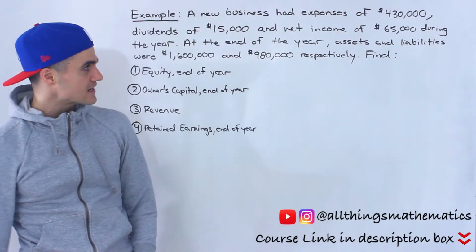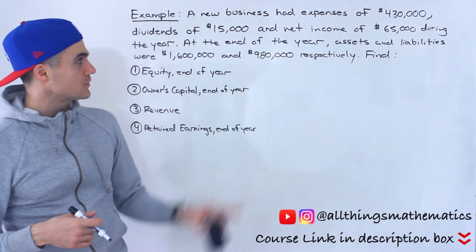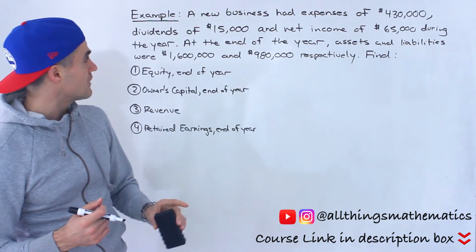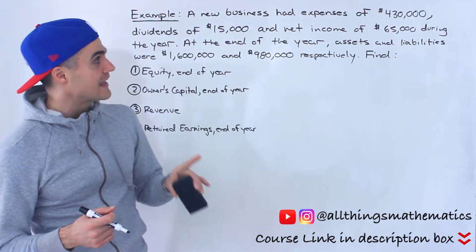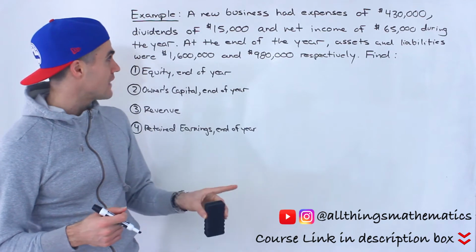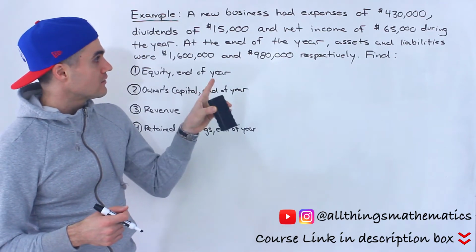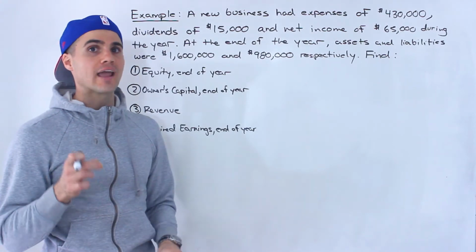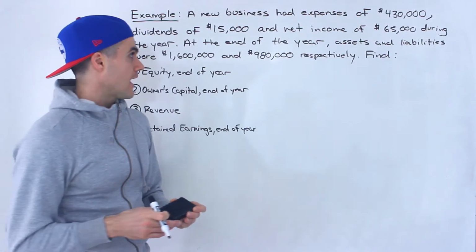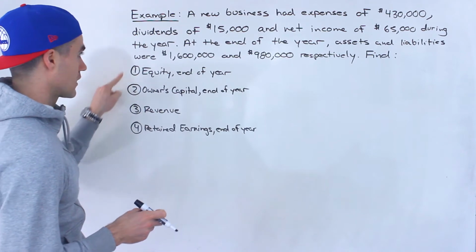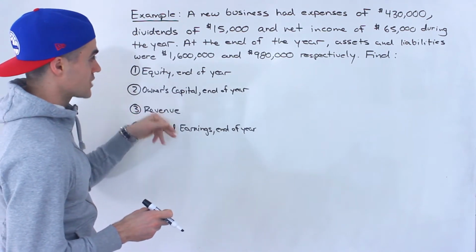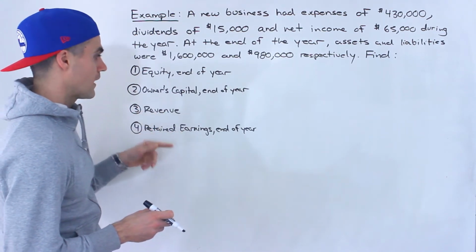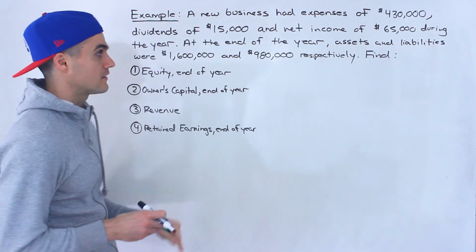Moving on to the next financial statement algebra question. A new business had expenses of $430,000, dividends of $15,000, and net income of $65,000 during the year. At the end of the year, the assets and liabilities were $1,600,000 and $980,000 respectively. And we've got to find these four things here: equity at the end of the year, owner's capital at the end of the year, revenue, and then retained earnings at the end of the year.